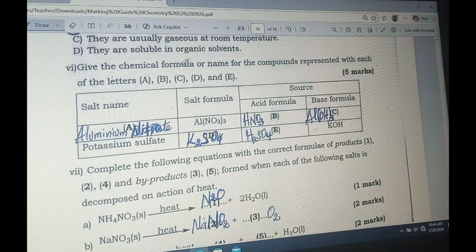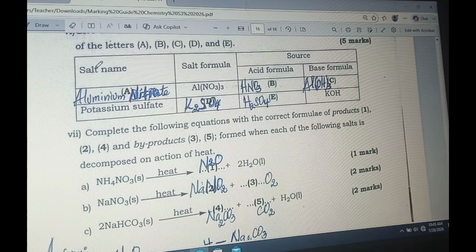VI. Give the chemical formula or name for the compound present with each of the letters A, B, C, D. A. This one is aluminum nitrate. It comes from the acid, hydrogen nitrate, and the base, aluminum hydroxide. Next is potassium sulfate. In salt formula, it is this one. It comes from the acid formula, hydrogen sulfate, and the base formula, potassium hydroxide.